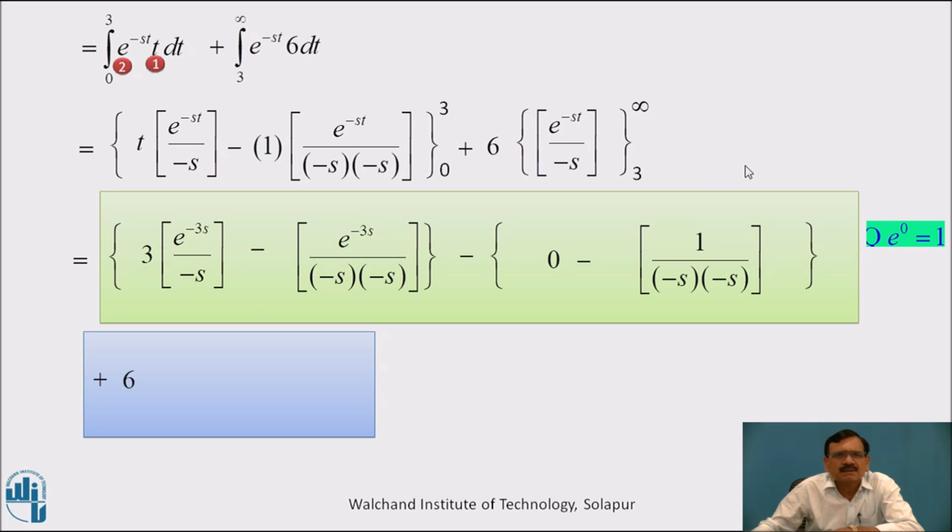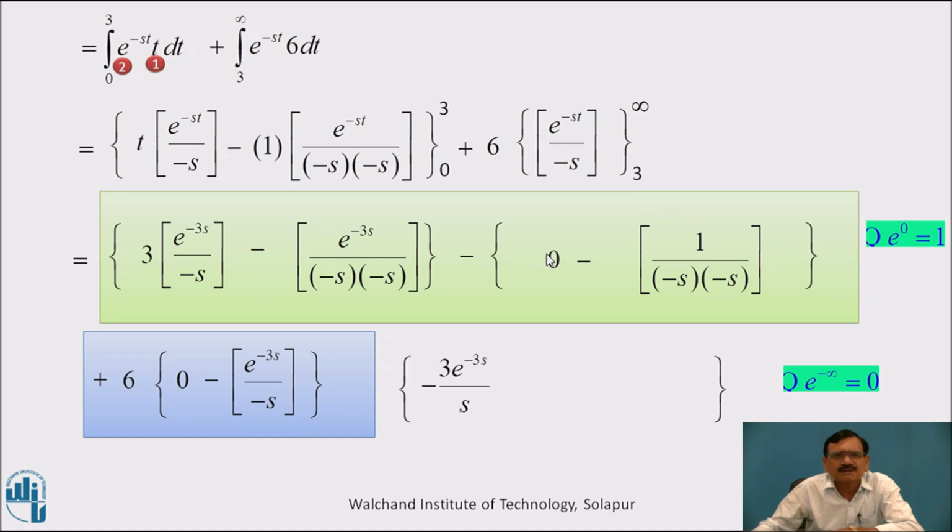Plus 6 into, here we are putting the upper limit: e raised to minus infinity, as t tends to infinity, e raised to minus st tends to 0, which is equal to 0 minus e raised to minus 3s upon minus s. That is, minus 3 e raised to minus 3s upon s minus e raised to minus 3s upon s squared, then this minus minus plus 1 upon s squared, then this minus into minus plus 6 e raised to minus 3s upon s.